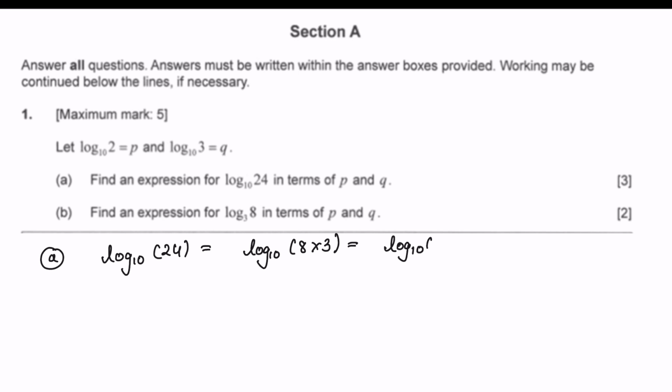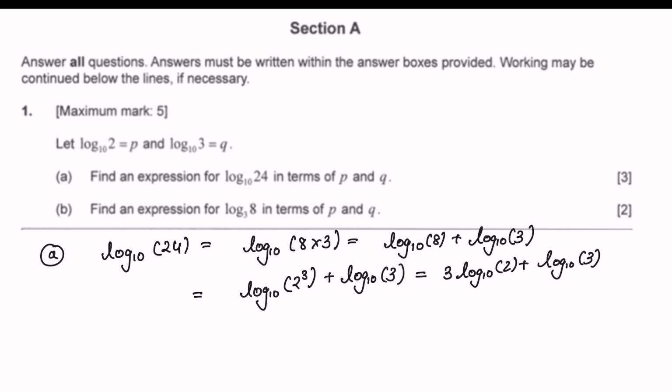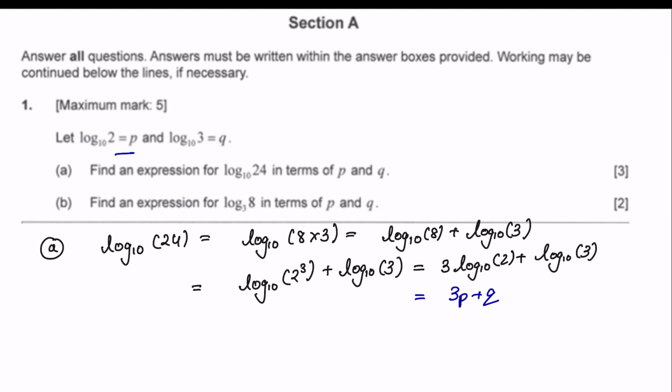Then I can write it as log base 10 of 8 plus log base 10 of 3, because log a plus log b equals log of a times b. Then I can write 8 as 2 cubed, which gives me 3 log base 10 of 2 plus log base 10 of 3. Now log base 10 of 2 is p, so it's 3p. Log base 10 of 3 is q, so it's q. So 3p plus q would be the answer to part A.